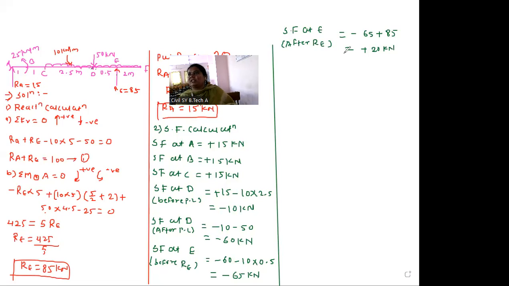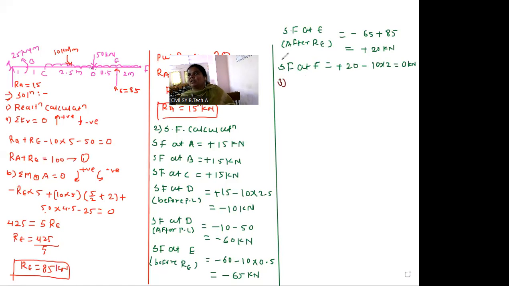And last point is remaining shear force at F. Shear force at F, which is equal to... Up to this E point, shear force is plus 20. Now you observe in between E to F, downward uniformly distributed load, so minus 10 into 2, which is equal to 0 kilonewton. So these are the shear force calculations. Now we will move towards next step, that is bending moment calculations.